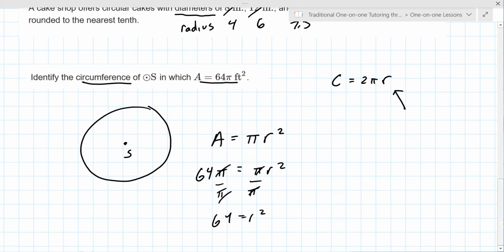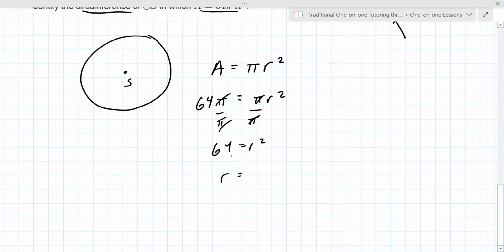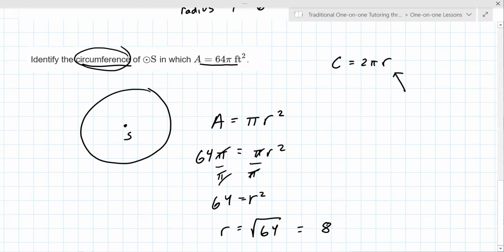What does r have to equal? R has to equal 64. R squared is 64. So what is r? R is 8. Okay. And why did we need r? What were we trying to find? The circumference. And the circumference is 2 pi times 8.